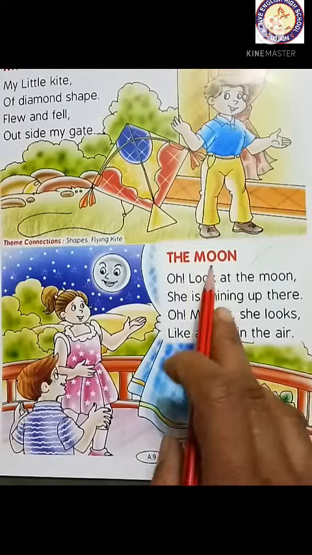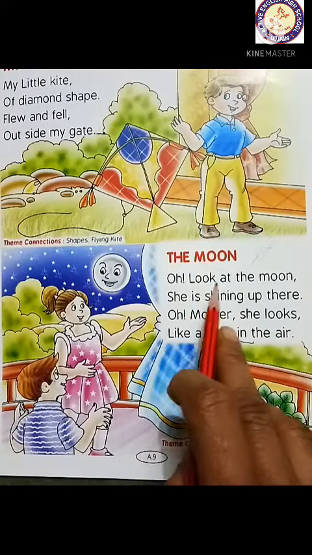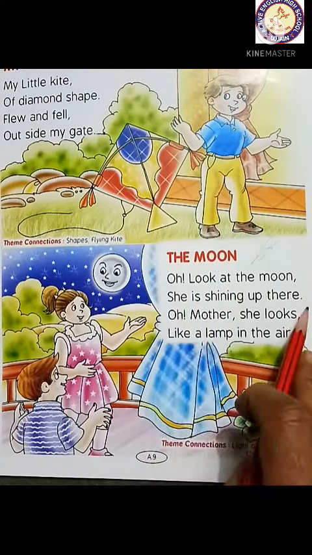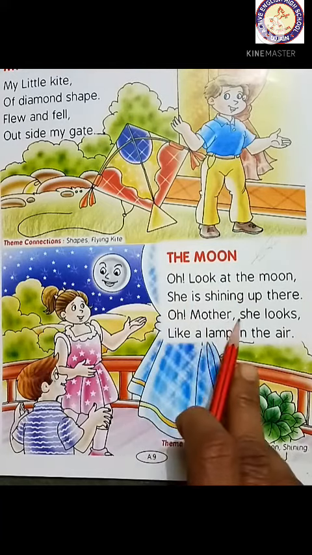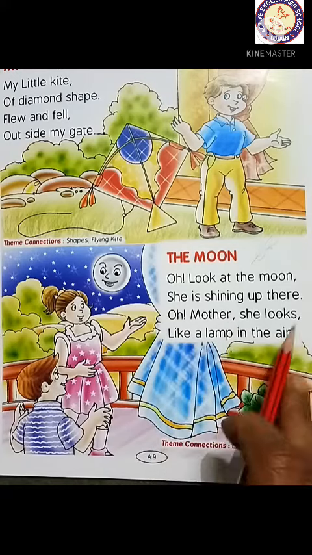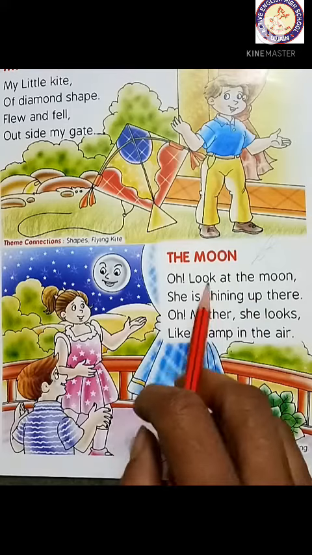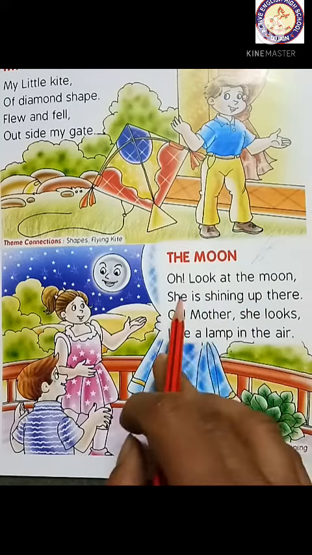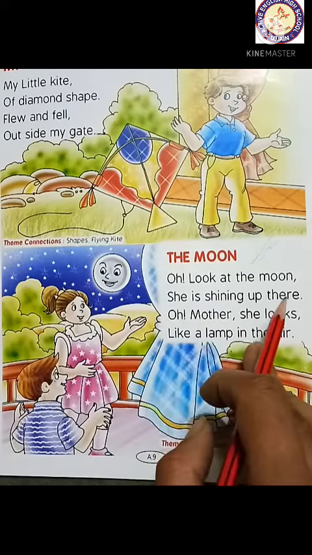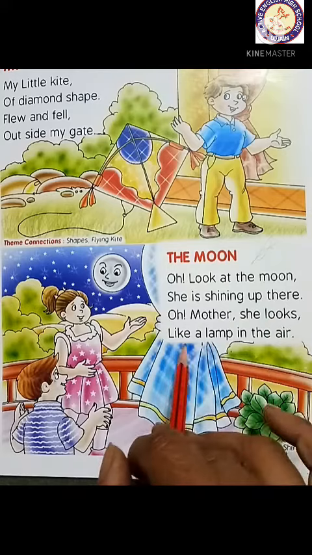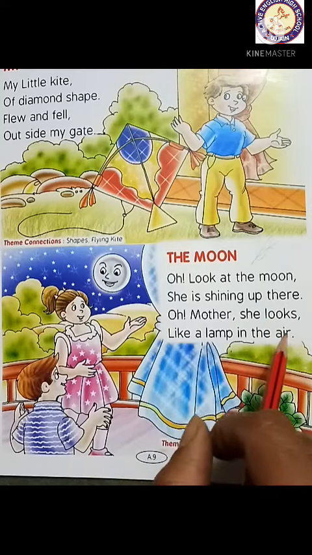The moon. Oh, look at the moon. She is shining up there. Oh, mother, she looks like a lamp in the air. Now repeat again. Oh, look at the moon. She is shining up there. Oh, mother, she looks like a lamp in the air.